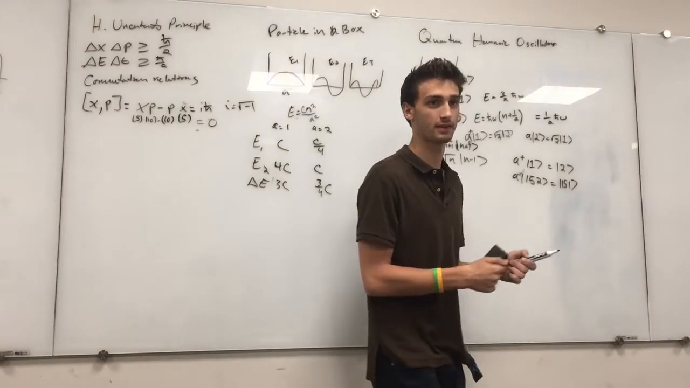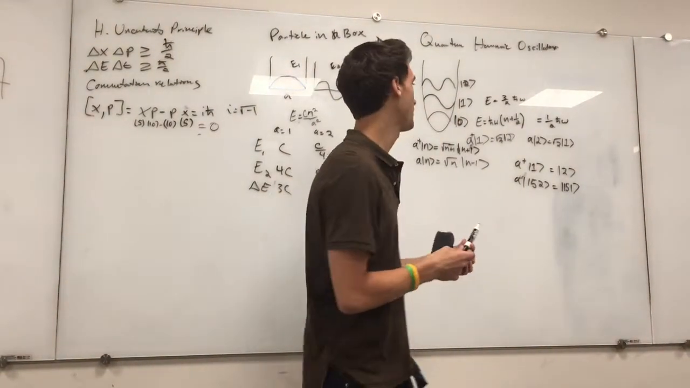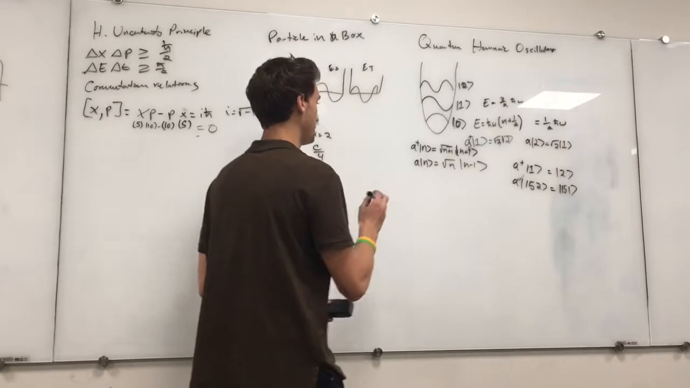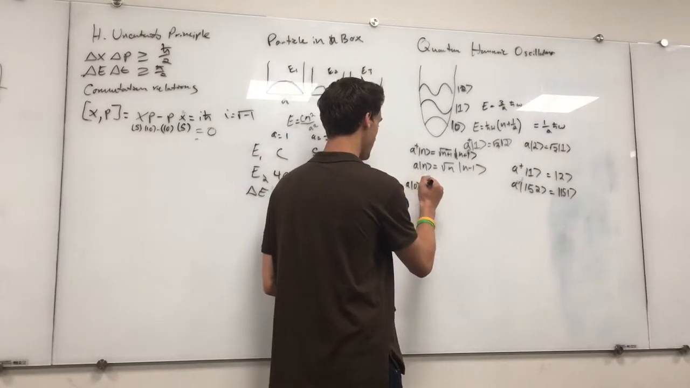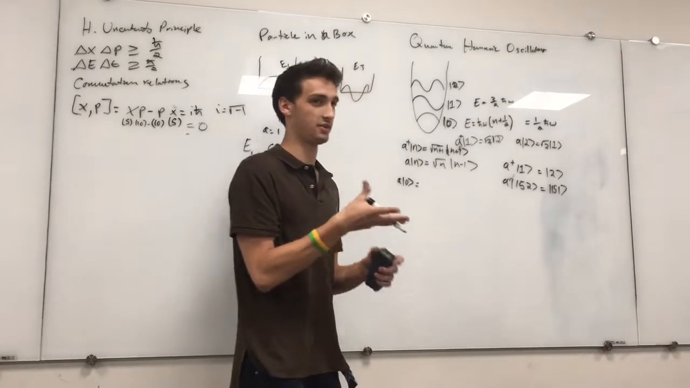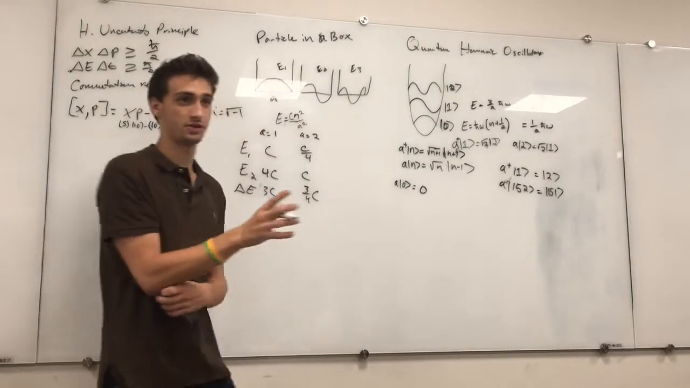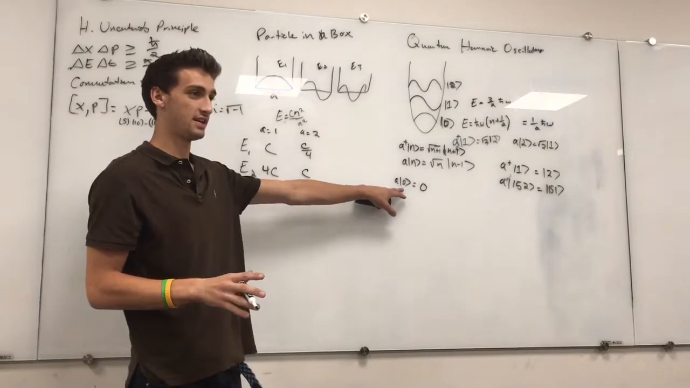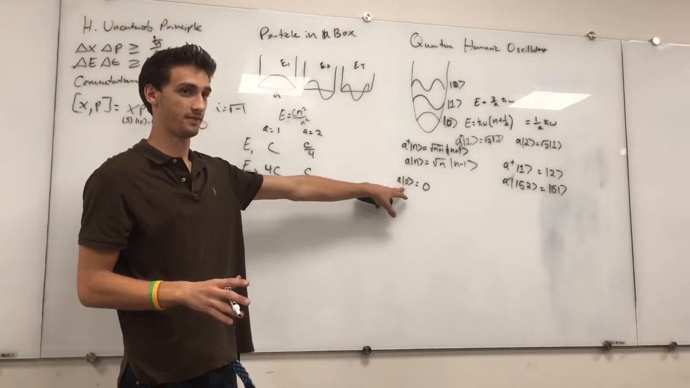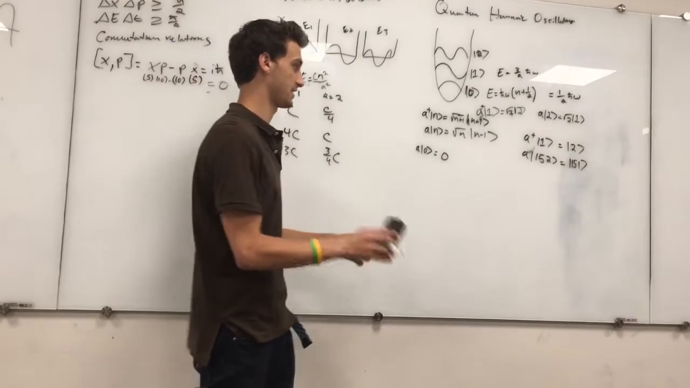Can A operate on 0, or is that just not defined? When A operates on 0, you pretty much kill your theory. You get rid of your theory. That equals 0. The lowest state is where A acting on it equals 0. Okay, that becomes important later.